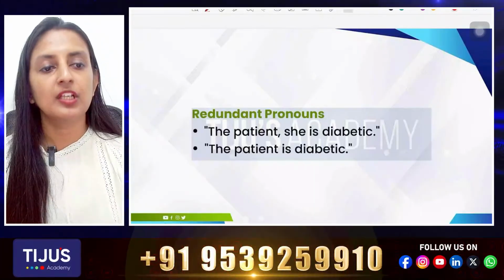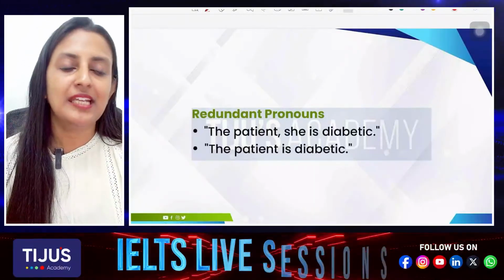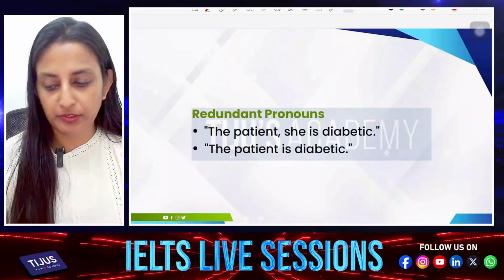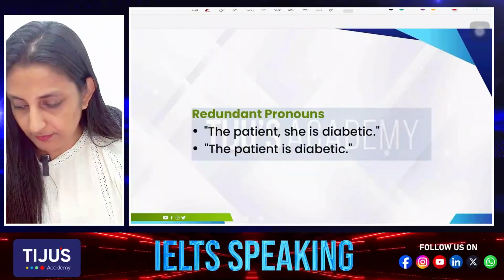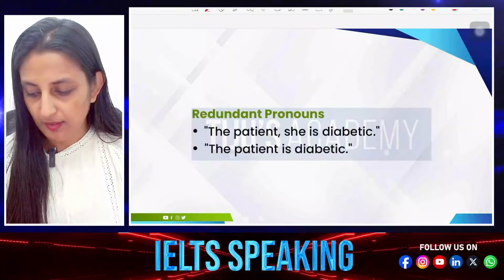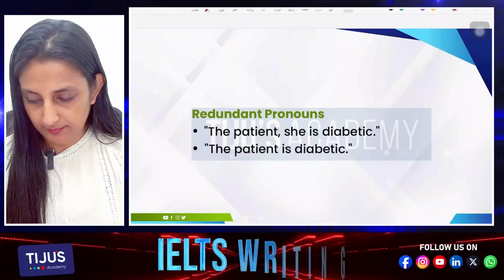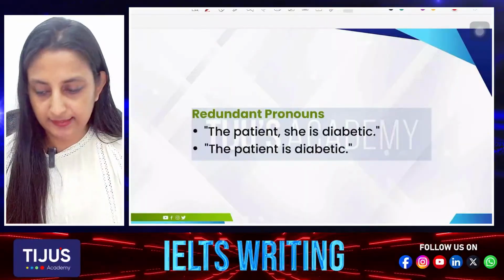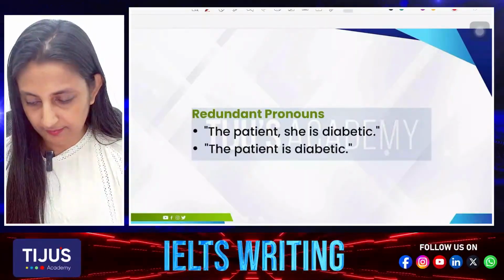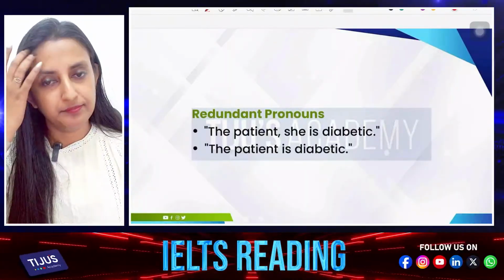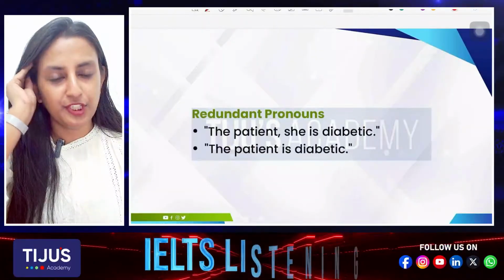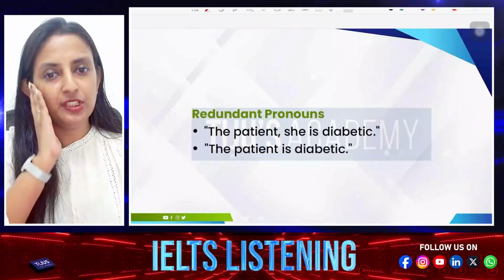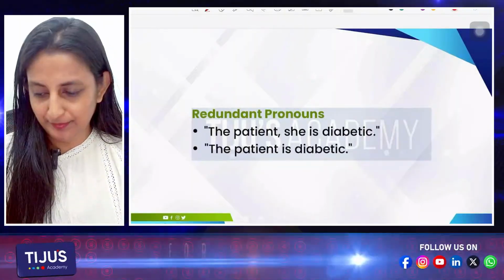So, the patient, she is diabetic. The patient is diabetic. Among these two options, could you please tell me what is the right answer? The patient, comma, she is diabetic. The patient is diabetic.